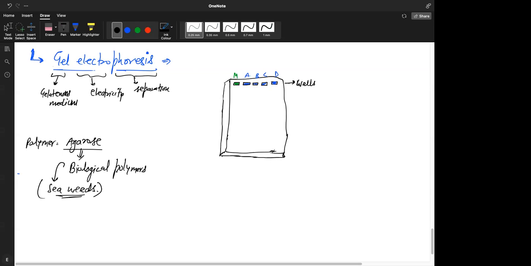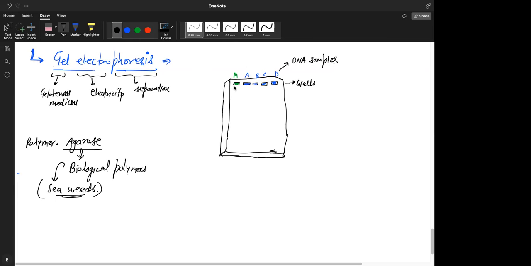Now, depending on what is the size of the DNA of our gene of interest that we want to separate, we will decide the concentration of agarose so that it has a particular pore size. And then all of this is kept in a liquid, which is called buffer. It's kept in a box, which is full of liquid. And we will connect 2 electrodes to this. Now, all these samples are DNA, right? DNA samples, which are fragmented after restriction endonuclease treatment.